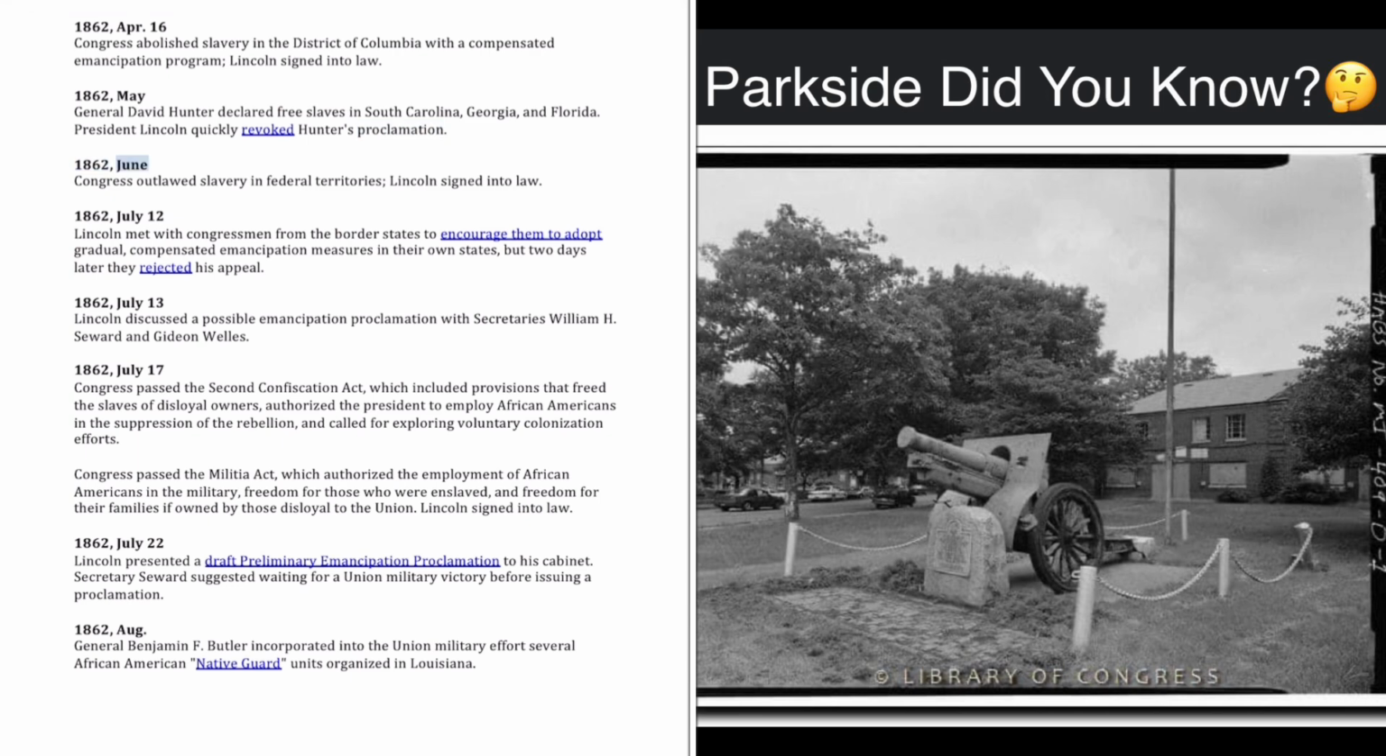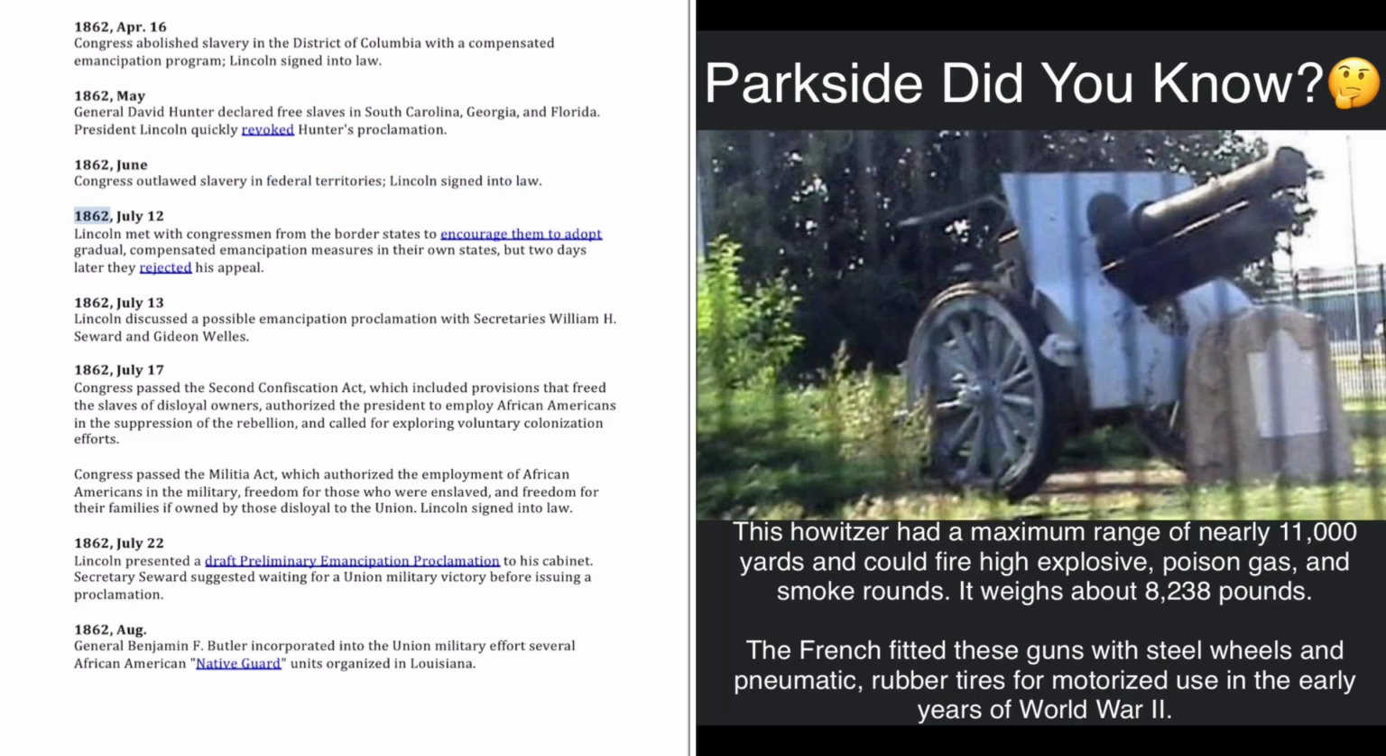1862, June. Congress outlawed slavery in federal territories. Lincoln signed into law. 1862, July 12. Lincoln met with congressmen from the border states to encourage them to adopt gradual, compensated emancipation measures in their own states, but 2 days later they rejected his appeal.